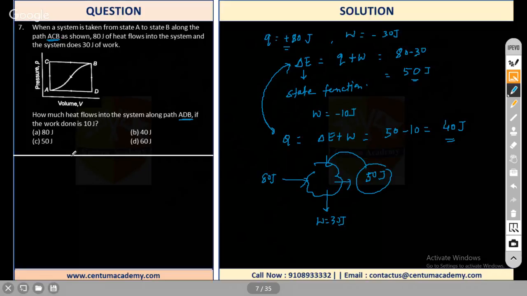So what happens if, see, work done is negative here, right? 10 joule is negative. So 50 you have already in the system, right? And the negative work done is 10, right? So what should we provide over here? Q value. That will be 50 minus 10, 40. That is what we are getting here.